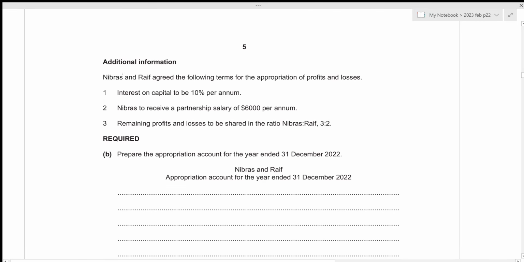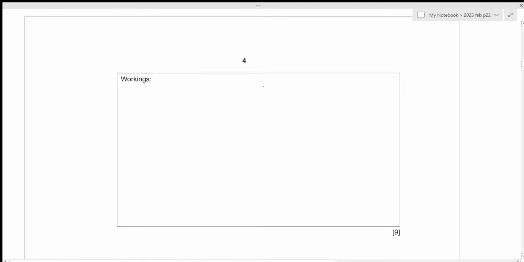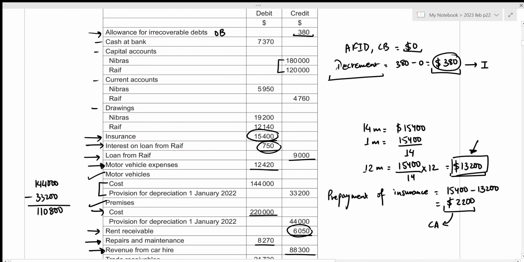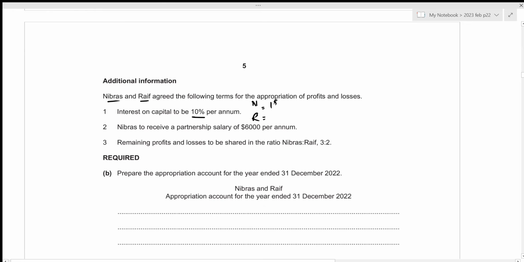Now we're given additional information. Nibras and Raif agreed the following terms for the appropriation of profits and losses. So the interest on capital is to be 10% per annum. Let's figure out the interest for Nibras as well as Raif. So we first need the capital amounts, which was given above. We have the capital right here. So that's 180,000 and 120,000. So that's 180,000 times 10% for Nibras, which results in 18,000. Then we have 120,000 times 10%, which results in 12,000. This will be our interest on capital.